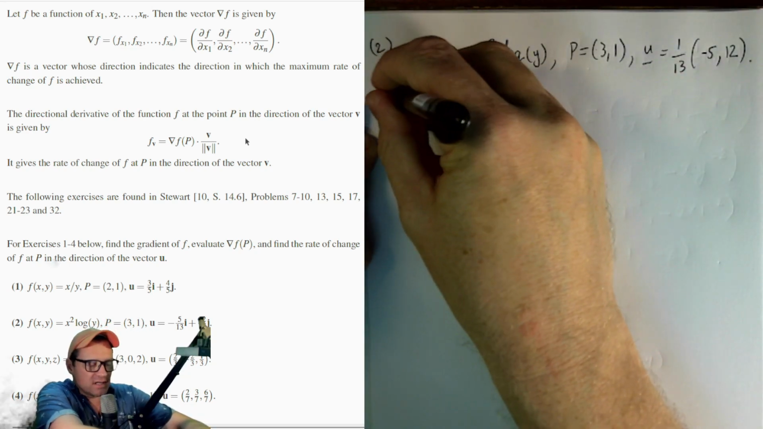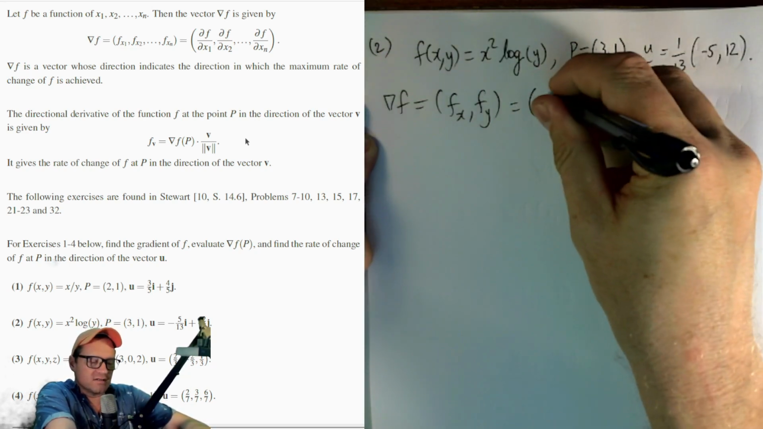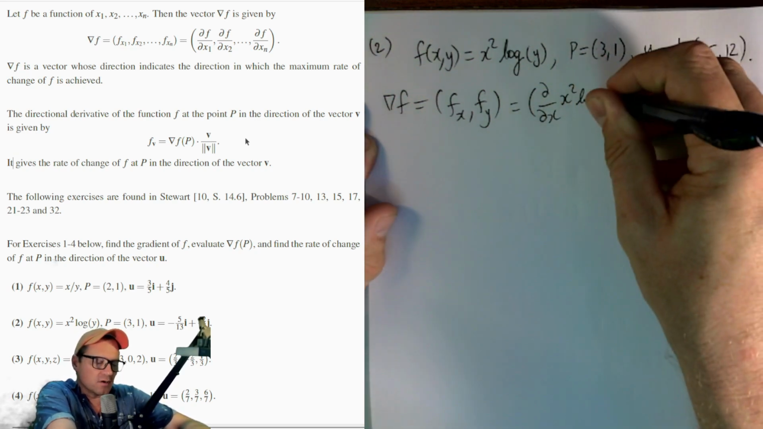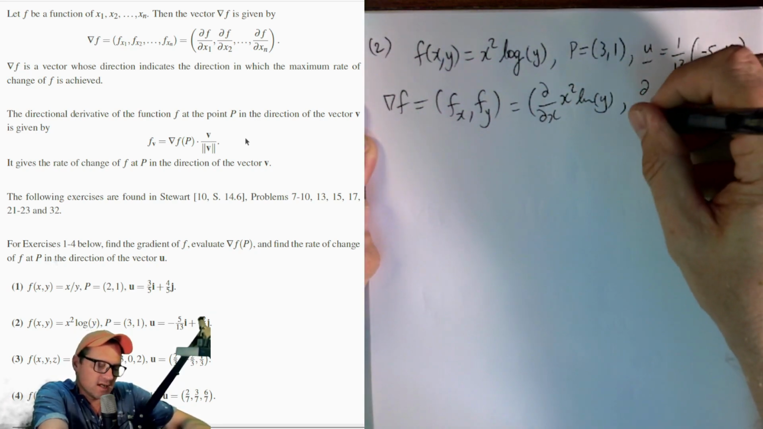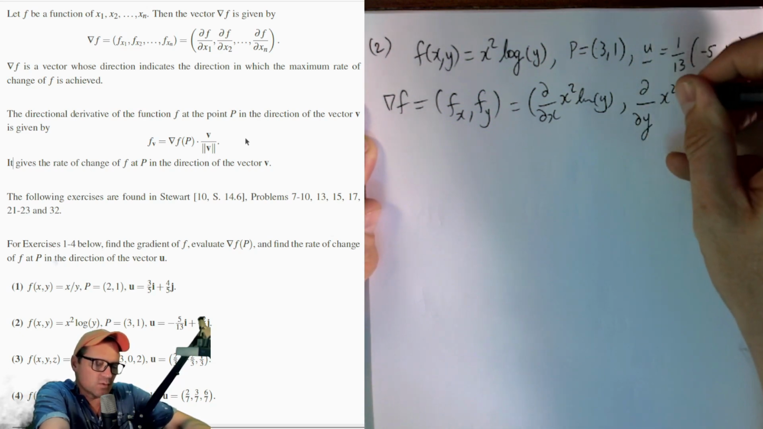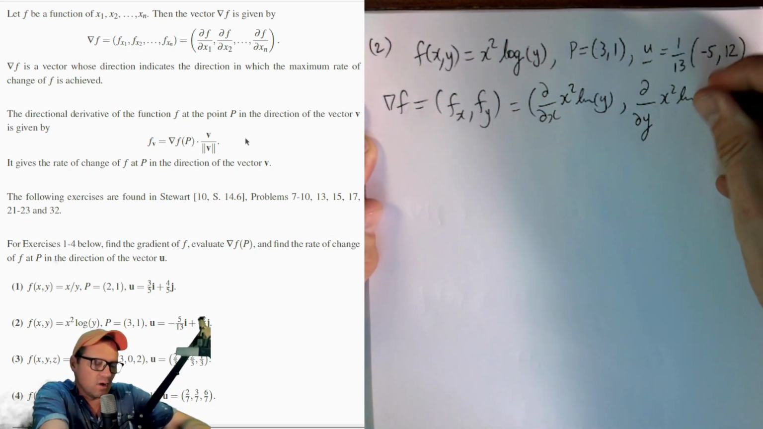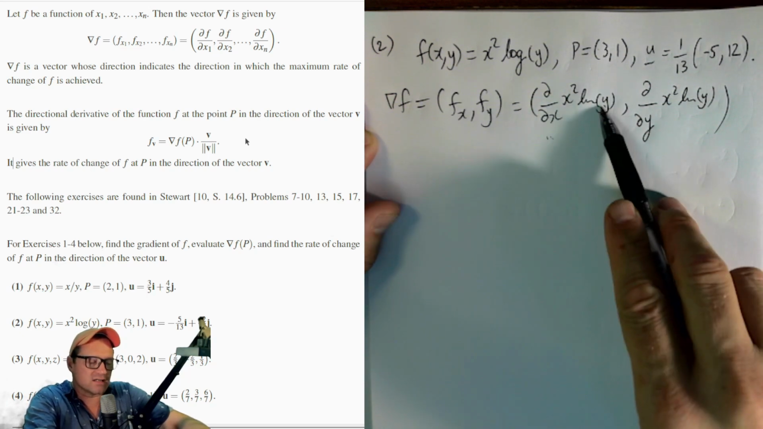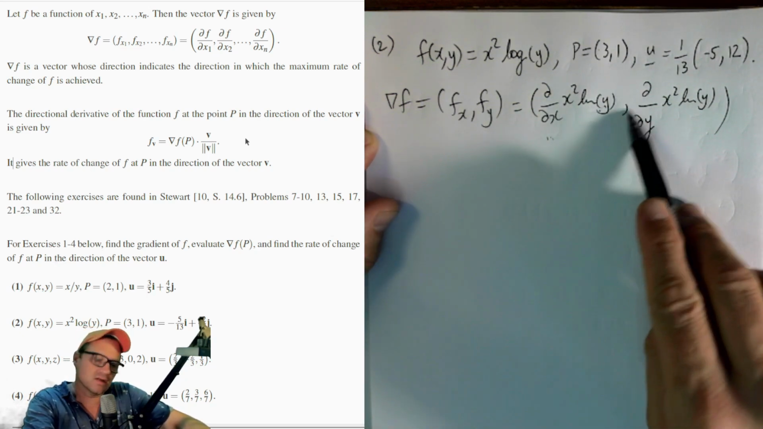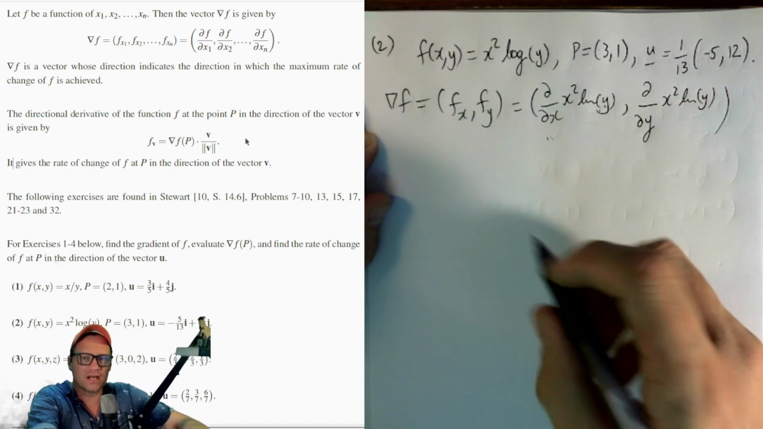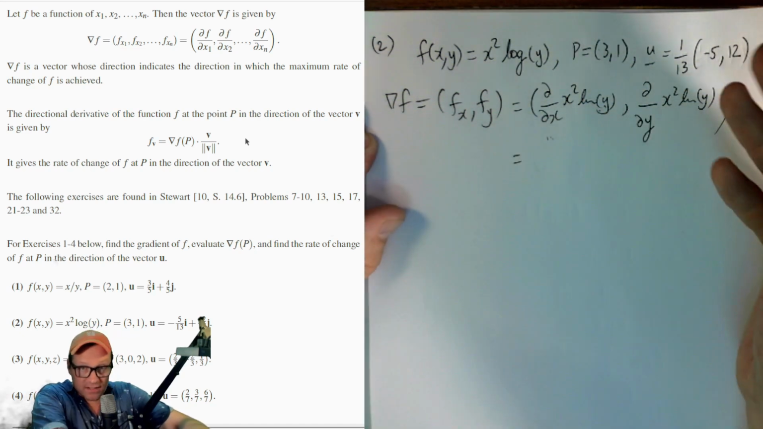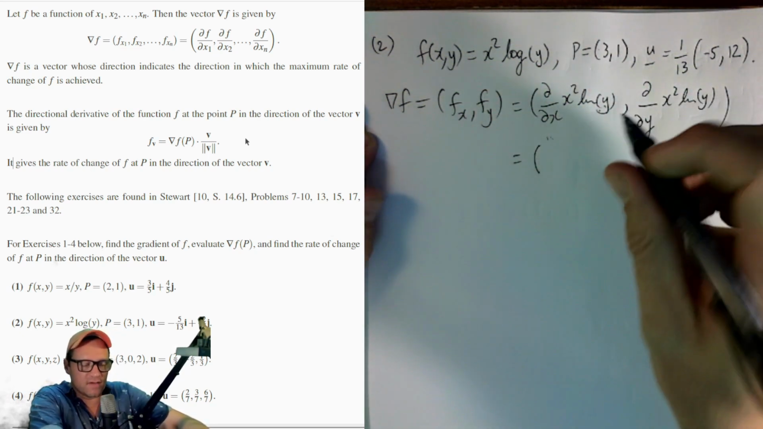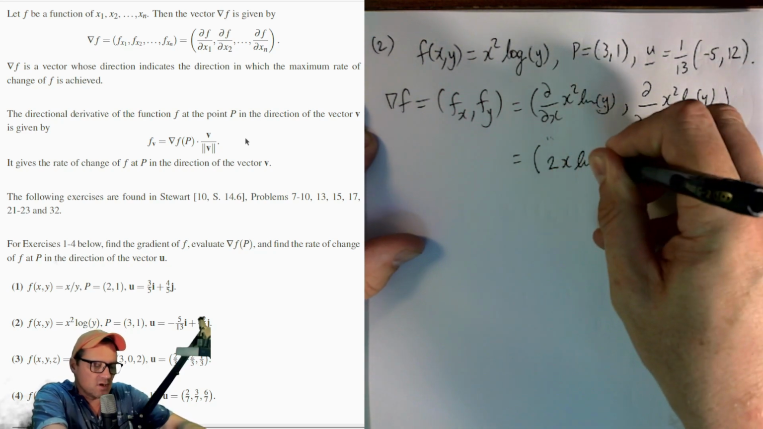So first let's calculate grad f. We are differentiating x squared natural log of y with respect to x, and with respect to y. Natural log y does not have an x in it, so we can treat it as a constant, pull it out the front, and differentiate x squared with respect to x. We get 2x, so the x component of the gradient vector is 2x natural log of y.